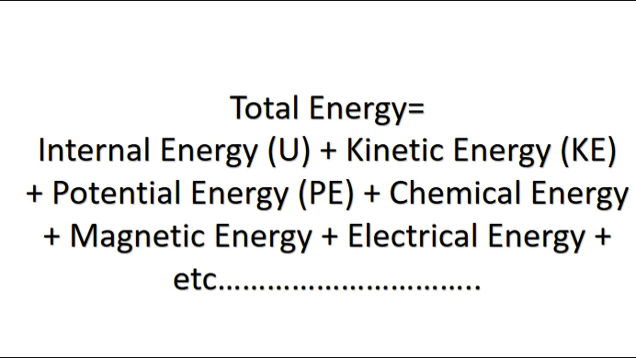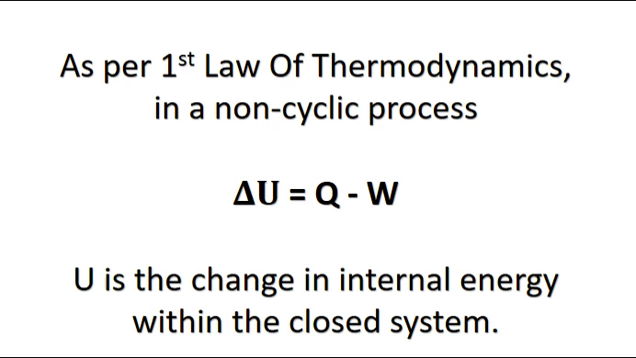This stored energy in the system is not heat or work, but internal energy, or simply energy possessed by the system. Now, as per the first law of thermodynamics, in a non-cyclic process, Q minus W will be the energy stored in the system, and it equals the internal energy, or the amount of energy possessed by the subatomic particles within the system. And this system is a closed system.